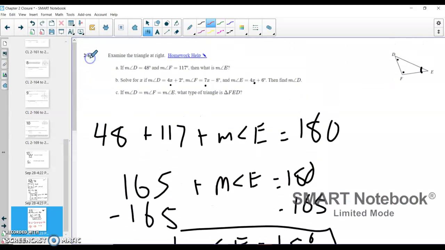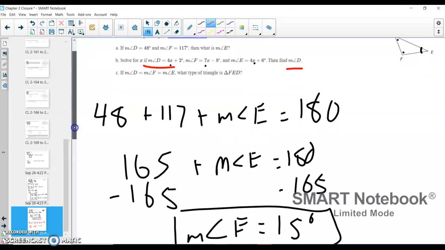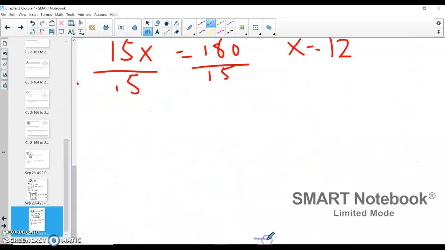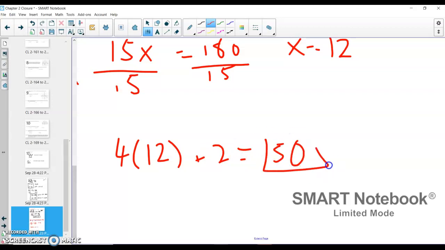find angle D. So we need to plug that 12 into the angle D equation, which is 4x plus 2. So I've got to plug it into the 4x plus 2, so that's 4 times 12, plugging in 12 for x, and then it is a plus 2. 4 times 12, that is 48. 48 plus 2 gives me 50, and that is my measure of angle D.